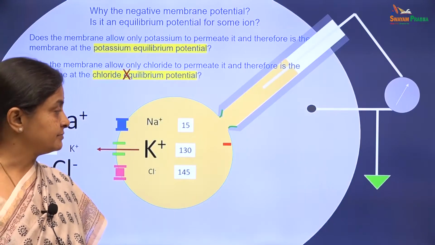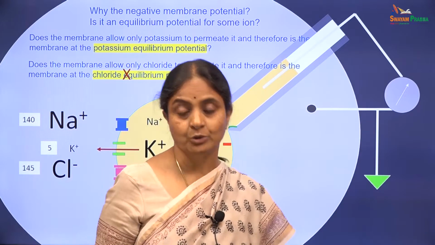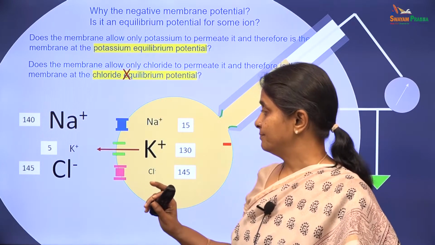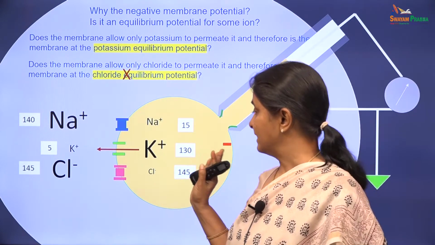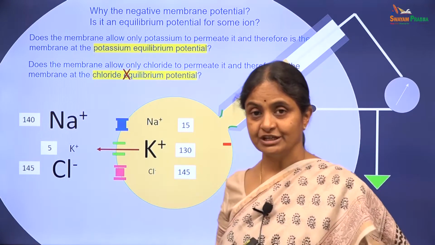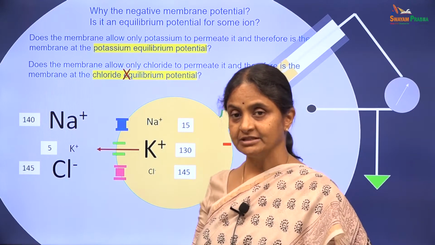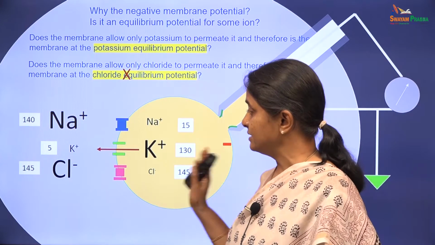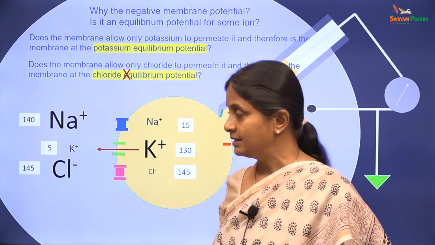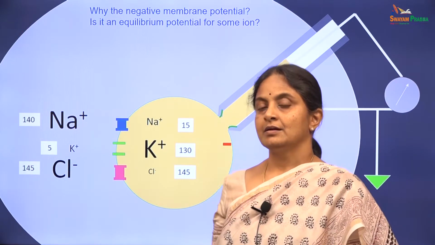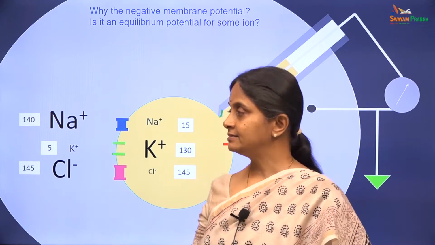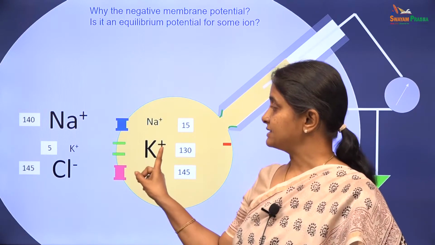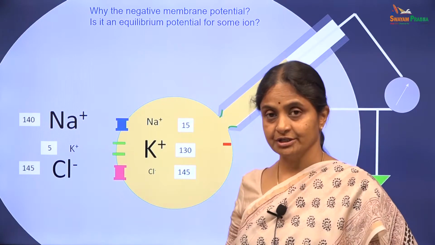That leaves us only with one option now, that the membrane is at the potassium equilibrium potential. We will do the same considerations for potassium. Let us assume that the resting membrane is permeable only to potassium. Our hypothesis now is that the resting membrane potential of the cell is a potassium equilibrium potential.